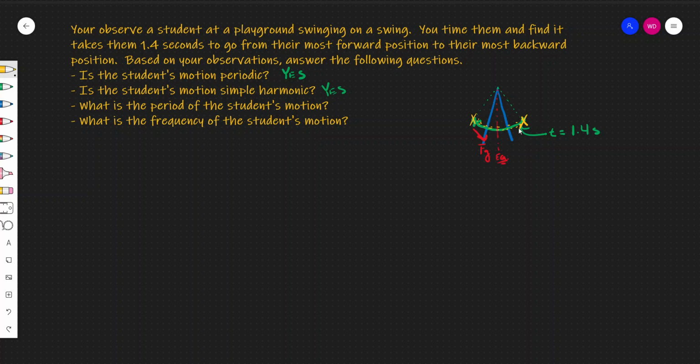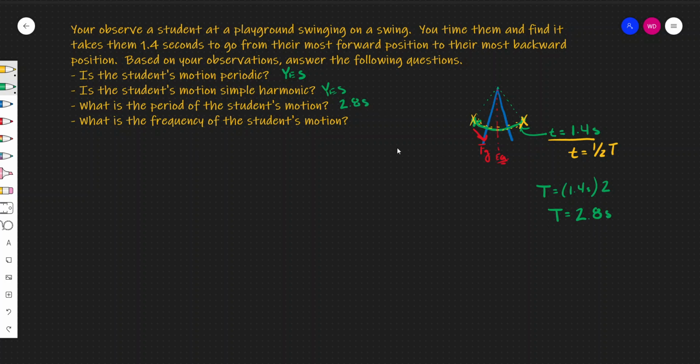Doesn't matter. So in reality, the time that they've given us here is really the time equal to half a period, because this is the time it takes to go from all the way forward to all the way back. So we need to figure out the full period. We know that the full period is double 1.4 seconds. So the period is equal to 1.4 seconds times 2, because 1.4 is half a period. So the period is equal to 2.8 seconds.